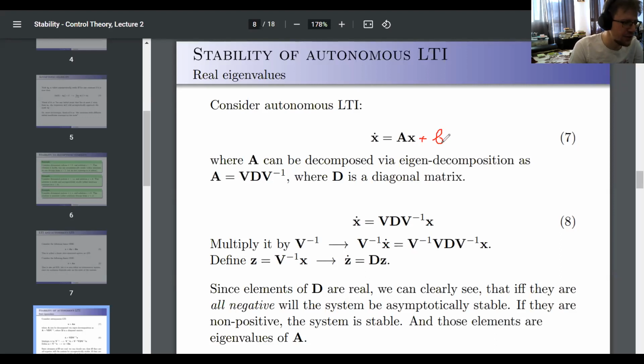Also, you can think of B as input, or you can just see it as a constant. If you think about it as a constant, then it is an autonomous system. I mean, you can think about it as an input, but if the input is constant, it is still autonomous as well. So, good question. Good question. All right.